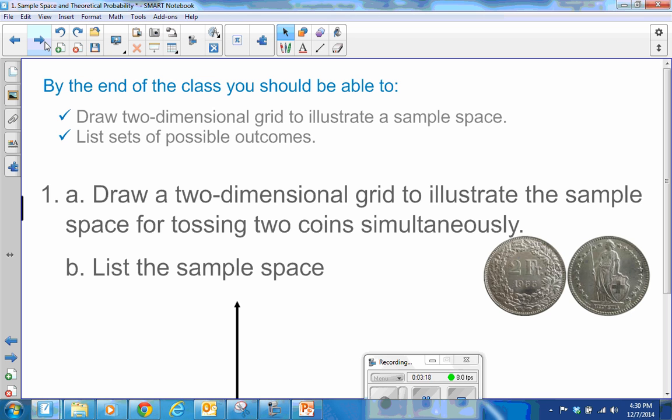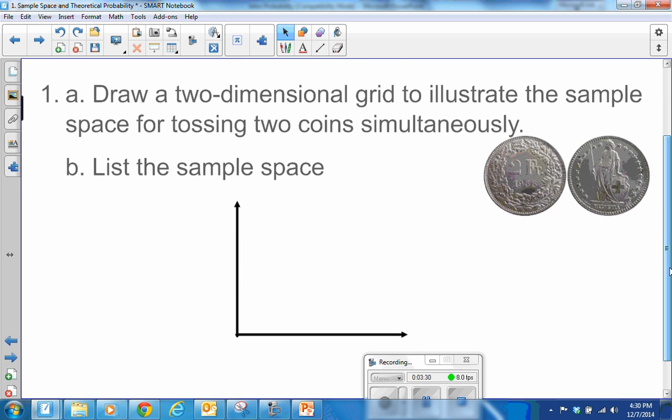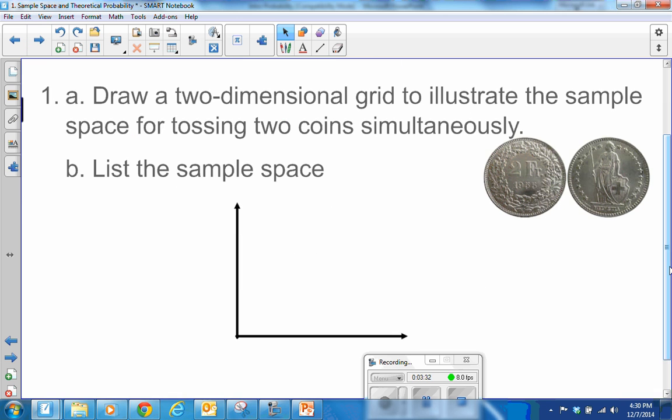Okay, so by the end of this video, you should be able to draw a two-dimensional grid to illustrate a sample space, and number 2, list the set of possible outcomes. Let's see how we can apply this. This is an example. 1A, draw a two-dimensional grid to illustrate the sample space for tossing 2 coins simultaneously.